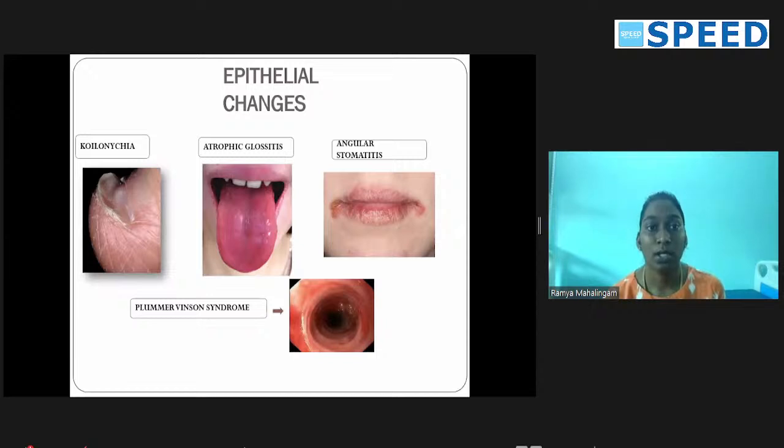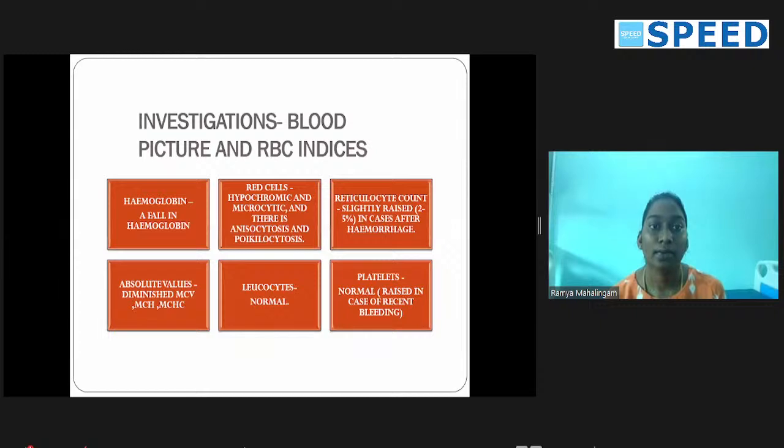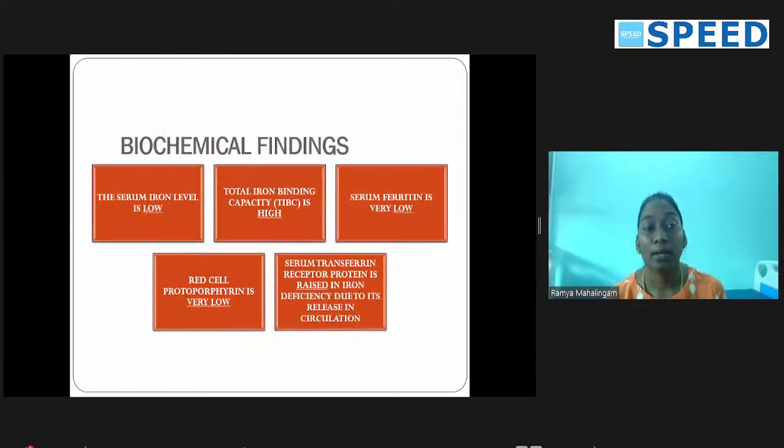Okay. So common epithelial changes. Very important, oral change is very important for us. Basically the atrophic glossitis and angular cheilitis. Then we went on studying about the oral manifestations, similar thing, and we went on studying about the blood picture. Then biochemical changes.